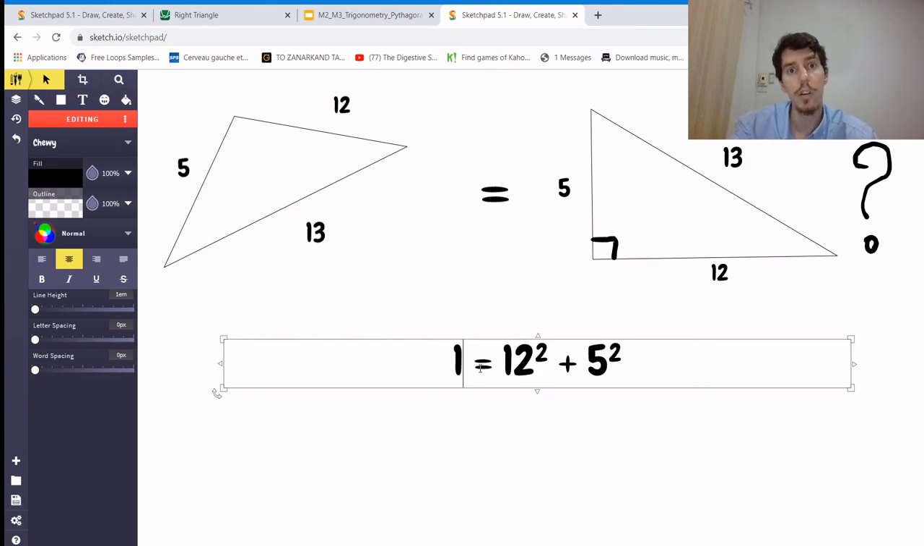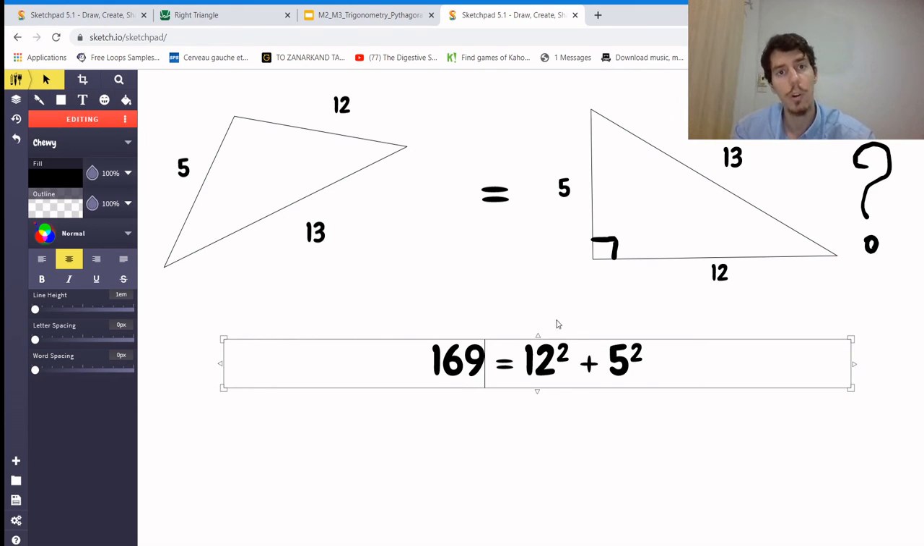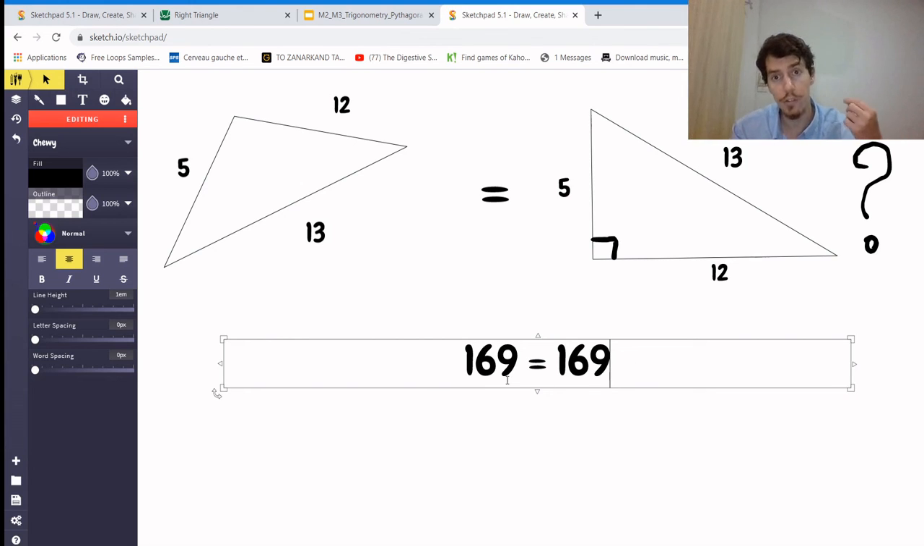13 square is 13 times 13, which is 169. 12 square is 12 times 12, 144. And 5 square is 5 times 5, 25. How much is 144 plus 25? It is 169. So we found that the relationship, the Pythagoras theorem, is true. The hypotenuse square, 13 square, is equal to the adjacent side square plus the opposite side square, so 5 square plus 12 square. And so the meaning of this is that this triangle here is a right triangle.